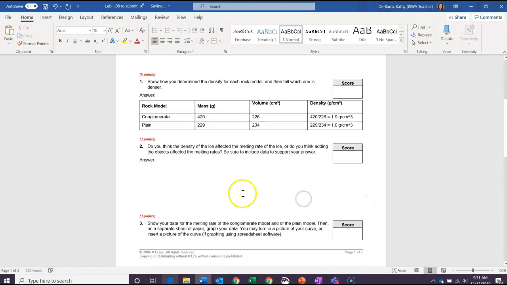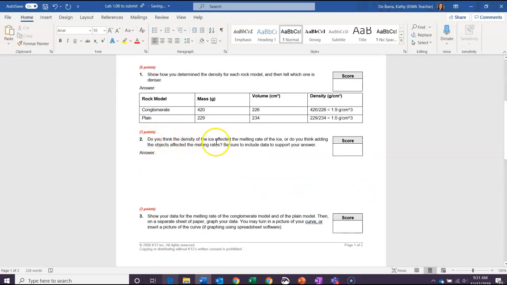Okay. Number 2 says, do you think the density of the ice affected the melting rate of the ice, or do you think adding the objects affected the melting rates? Be sure to include data to support your answer. So in this question, you want to address that the conglomerate rock, the one with the stones in it, has a greater density. It is almost twice as dense as the plain ice rock model. And so you want to say, do you think that one is going to affect the way it melts?